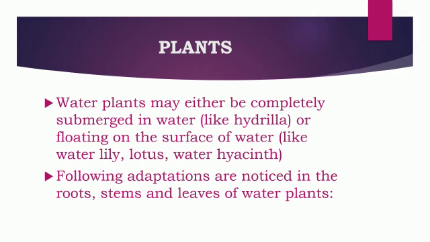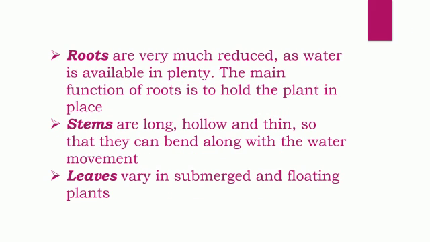Special adaptations are noticed in the roots, stems and leaves of these water plants. The roots of these water plants are very much reduced as water is available in plenty. The main function of the roots is to hold the plant in place. The stems are long, hollow and thin so that they can bend along with the flow of the water movement. Leaves vary in submerged and the floating plants. We will study about them.